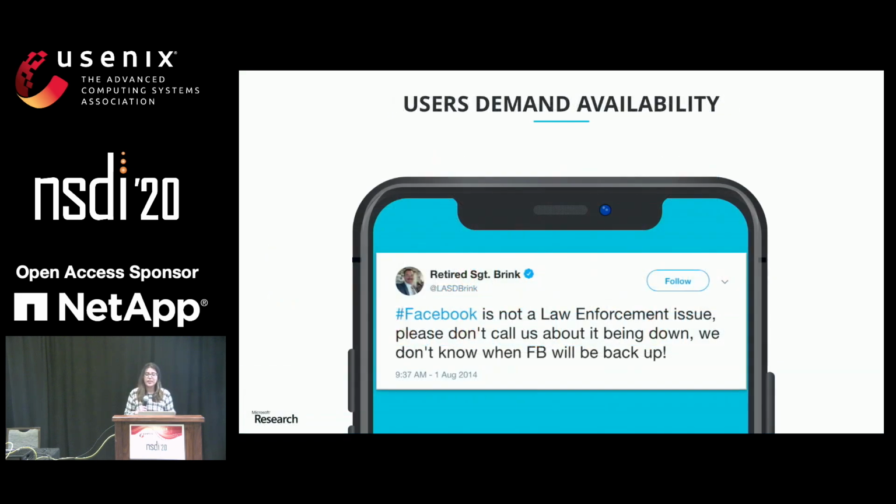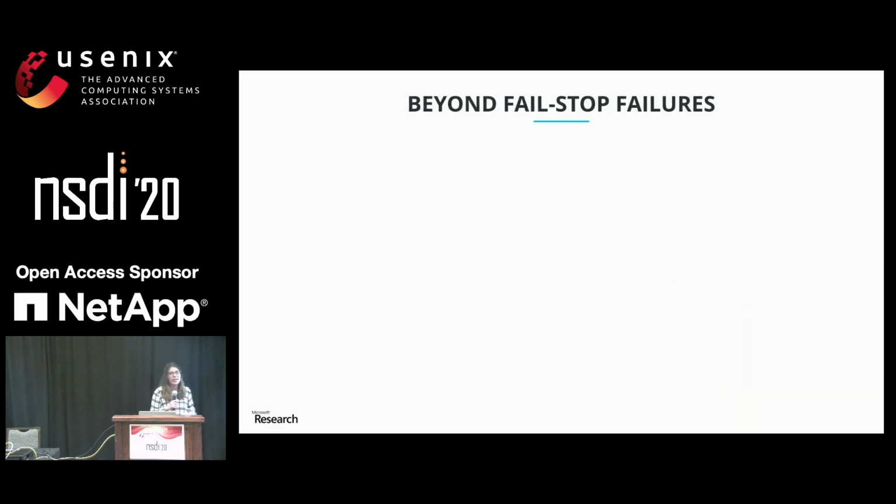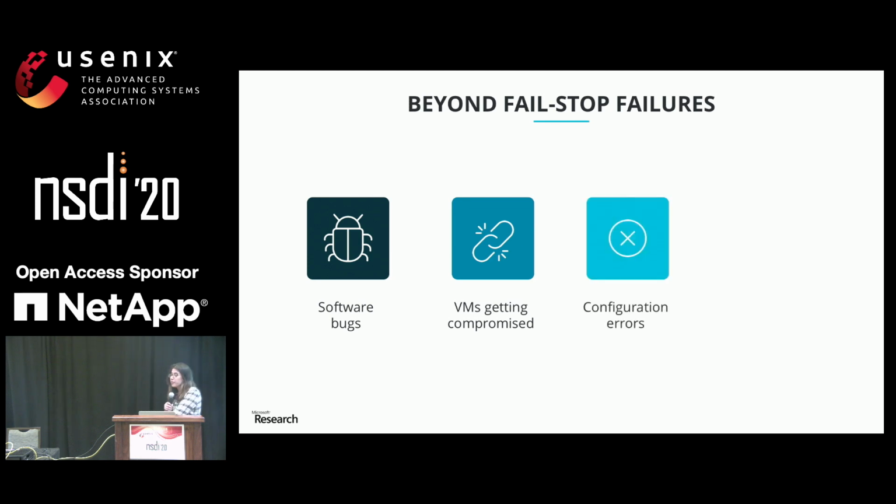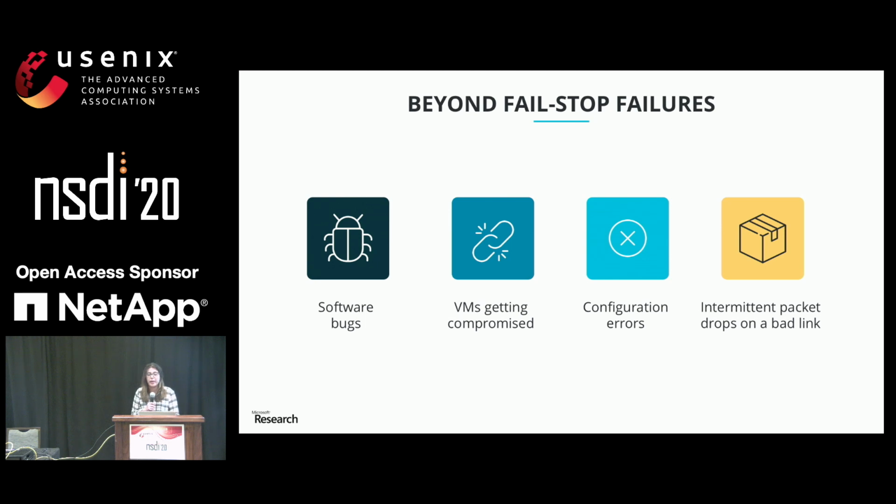And there's a really funny example of this when Facebook broke and people started to call 911. So this is how much we as customers actually care about our networks breaking. And the reason it's important to get monitoring right is that we're not just talking about, oh, my link completely failed and it's not working anymore, right? We're talking about things that can be gray failures, things like software bugs. Even things like VM compromise sometimes require us to monitor the network to be able to detect them. Configuration errors are another example. Intermittent packet drops on a bad link are another.